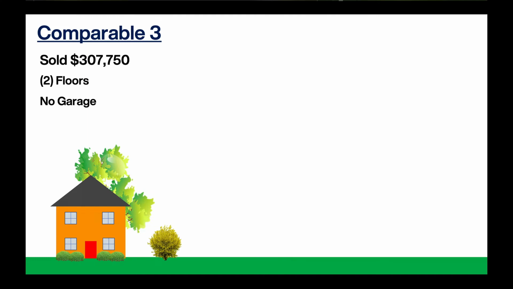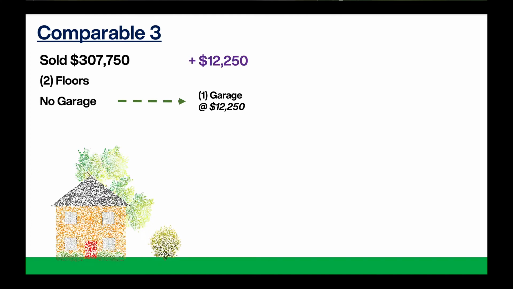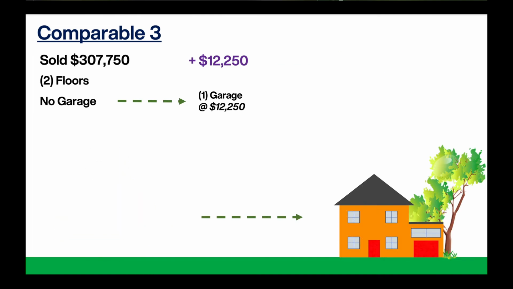In this scenario, a garage is worth $12,250, so the difference in value between having a garage and not having a garage is that amount. If comp number 3 had sold with a garage, the sales price may have been $320,000.